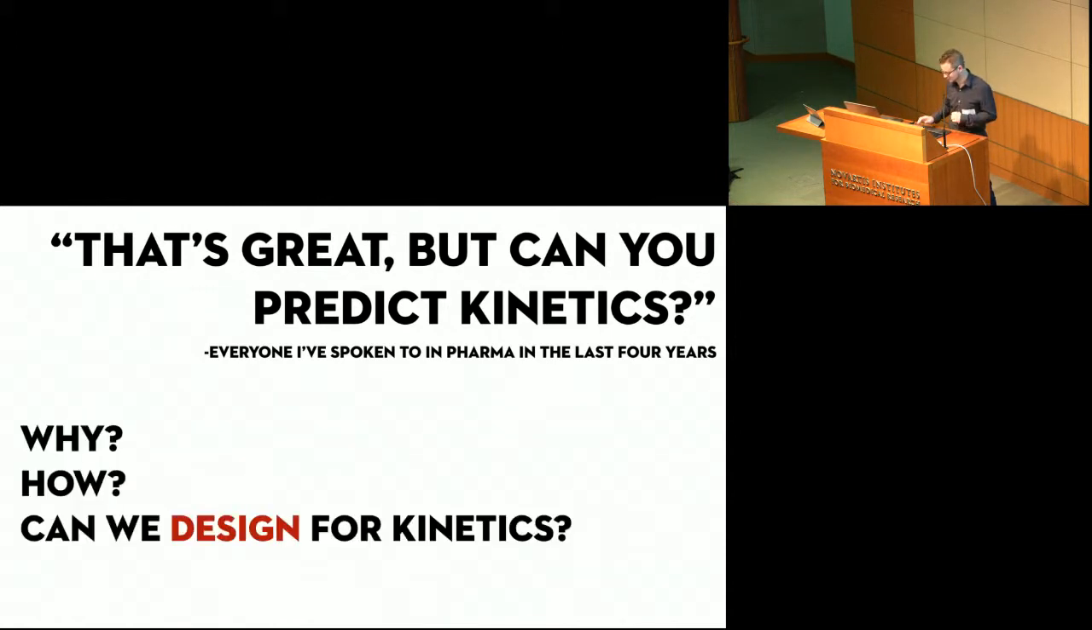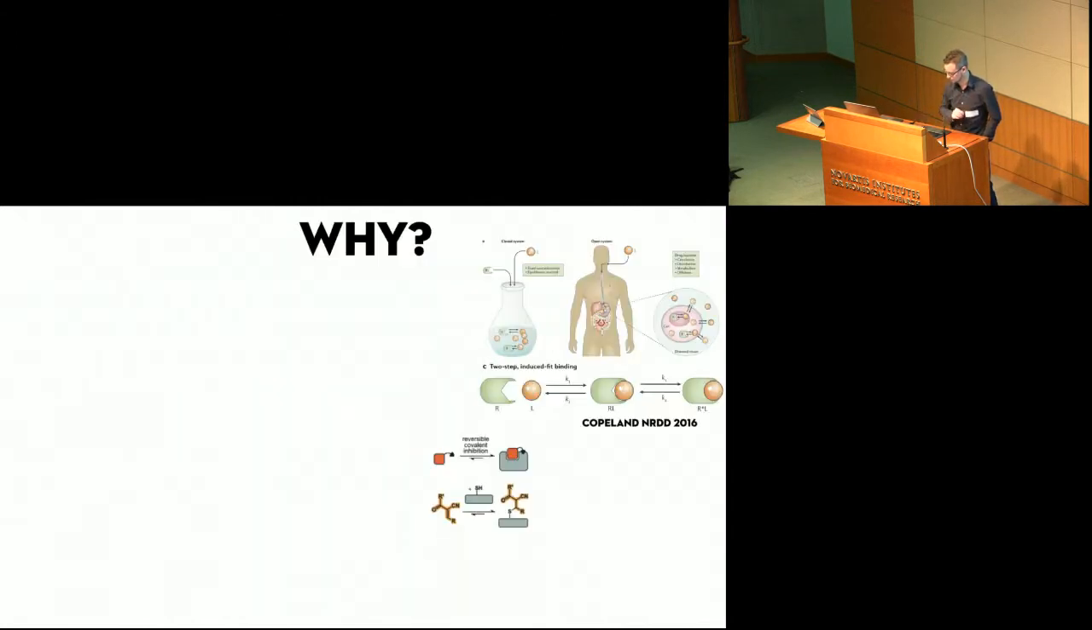All of these things. So here, we really want to get to the question of why is this important? How could we do it? And then can we potentially use this for design? Can you actually predict which molecules are going to perturb the kinetics in a particularly defined fashion? I think that's sort of a holy grail challenge for us.